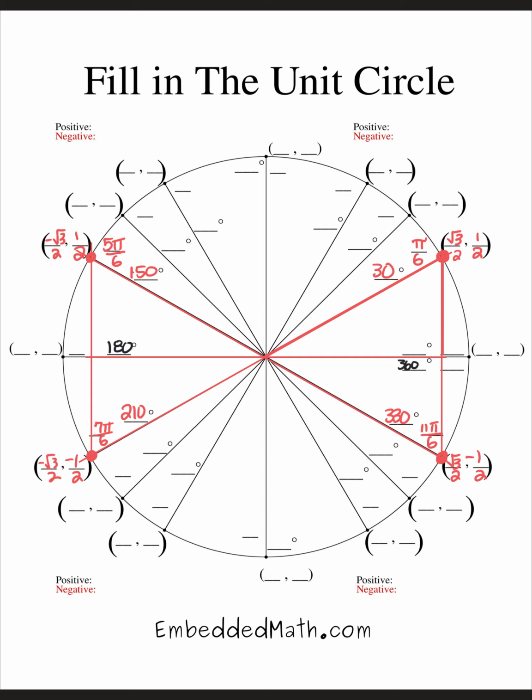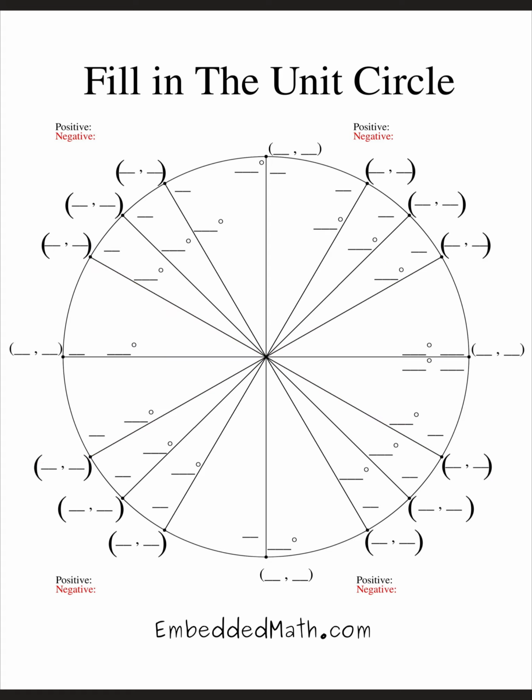All right, so we've got the red triangles, or the 30-degree triangles. Let's go ahead and move on to the next set of angles. So for this section, we're going to talk about the 45-degree angles. So now I want you to think about where all of those 45-degree angles are going to be. So we've got our 45-degree angle here.